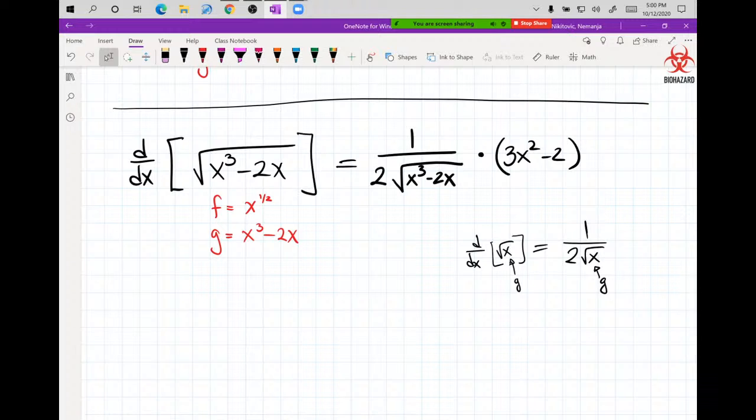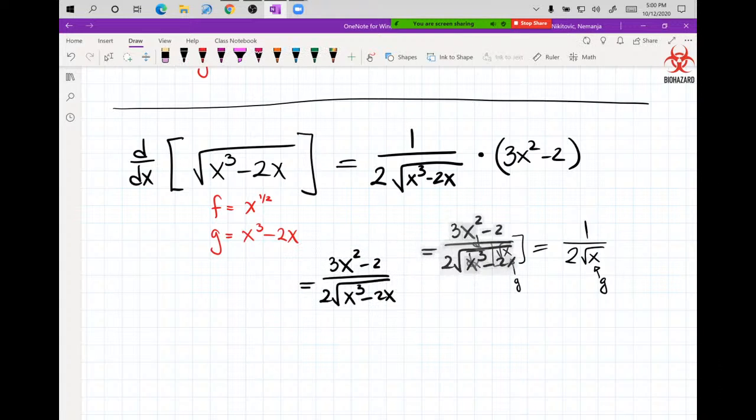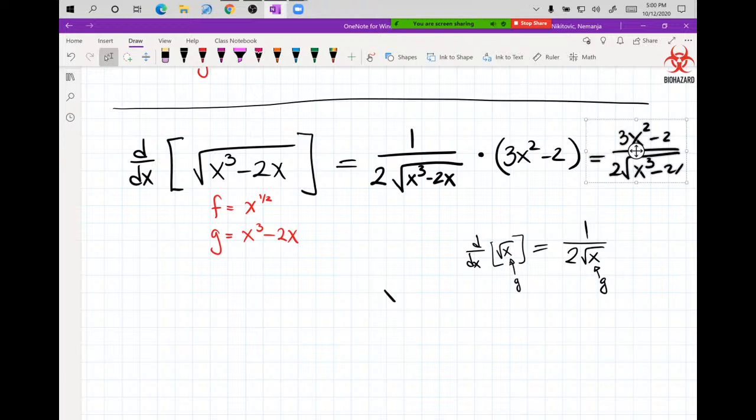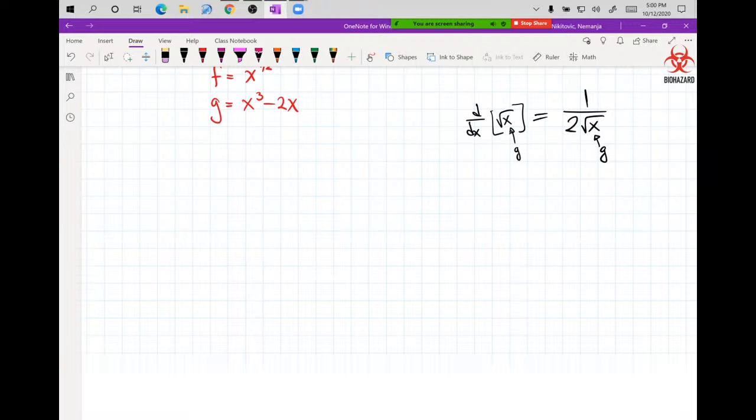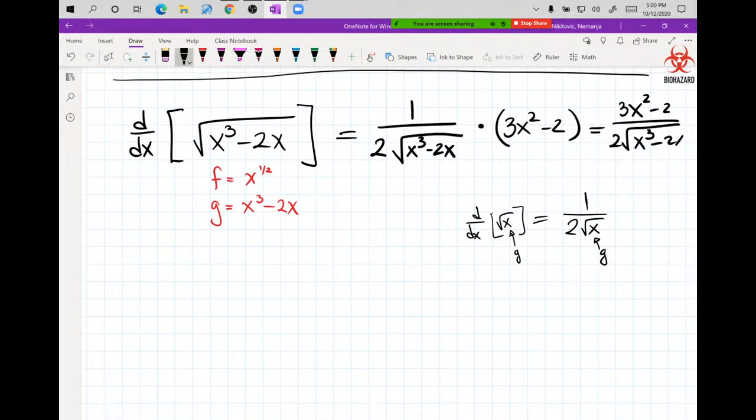So you can make this prettier, right? If you just put 3x squared minus 2 divided by 2 times the square root of x cubed minus 2x. And that would be, maybe I can actually fit this over here, right? Perfect. Okay. 2x.